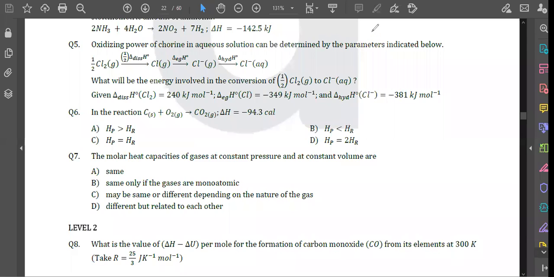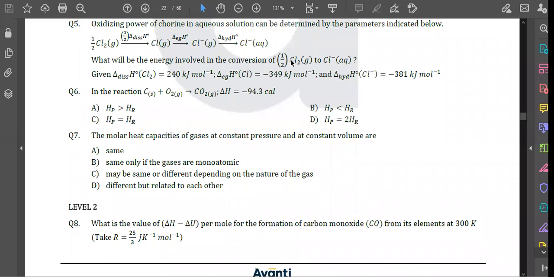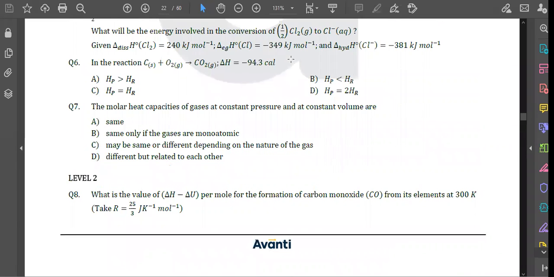Now, question number 6 and 7. Anyone have any doubt? Question number 6, 7, and 8. If you have any doubt, please ask. Mansi, Anjali, Pritam, have you solved, Pritam? Question number 6, 7, 8. No one has any doubt?